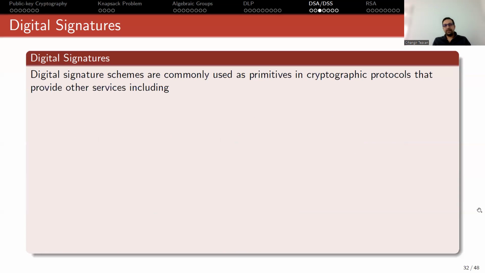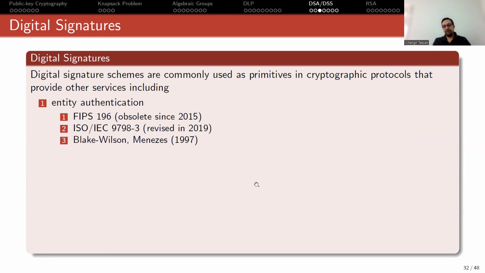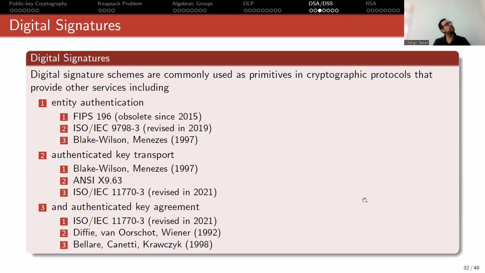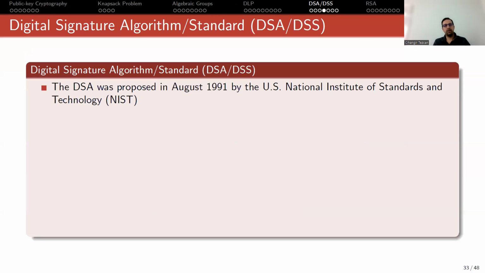Digital signature schemes are commonly used as primitives in cryptographic protocols that provide other services, including entity authentication. There are many standards like this. Authenticated key transport. There are many, again, old and revised standards like this. And they're also used in authenticated key agreement standards like this. So we use digital signatures a lot in many scenarios, and you can check these standards if you're interested.